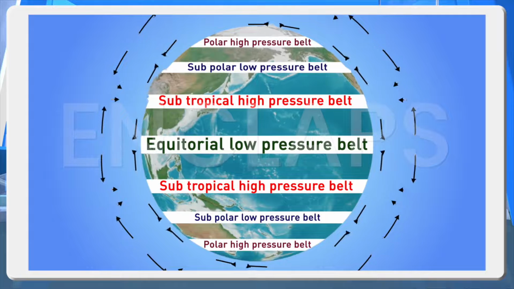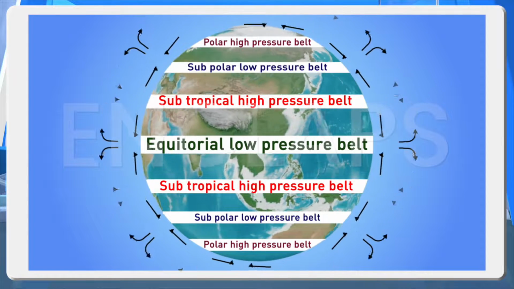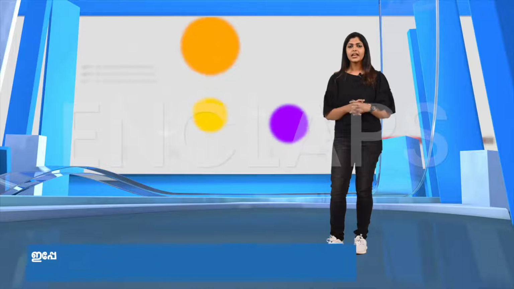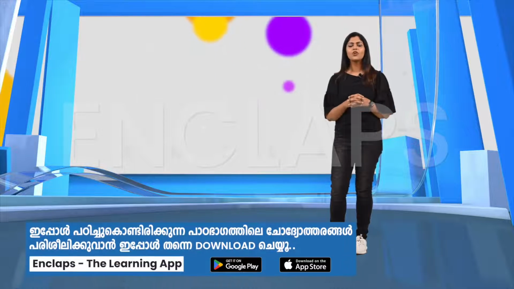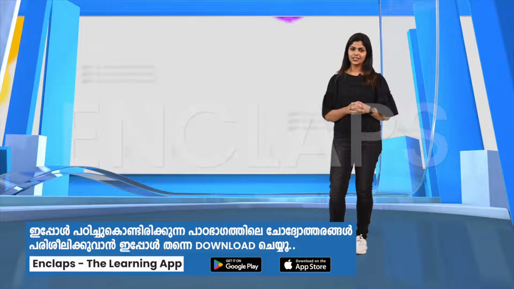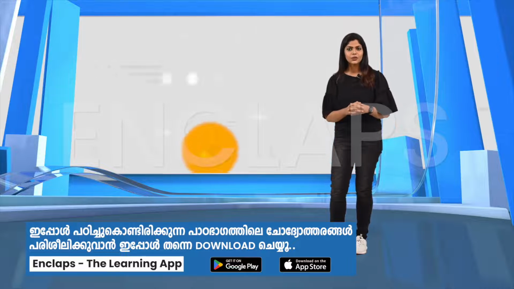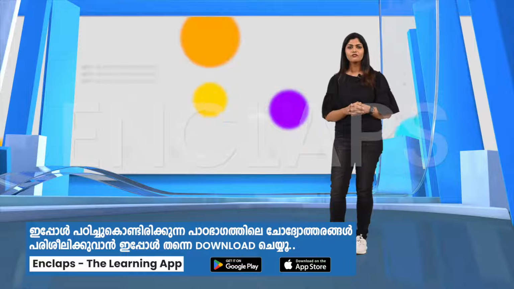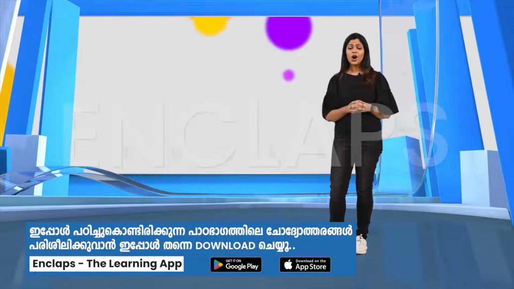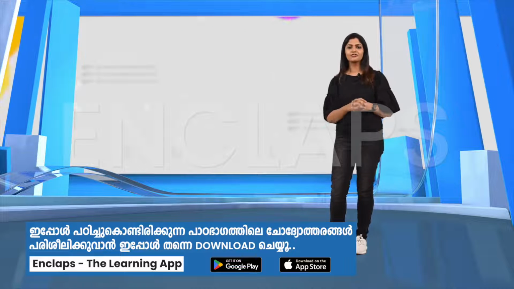Now let's have a look at the 4 major pressure belts on the Earth. Remember, these belts are not continuous because the surface of the Earth is made of both land and water. Both get heated in different ways.